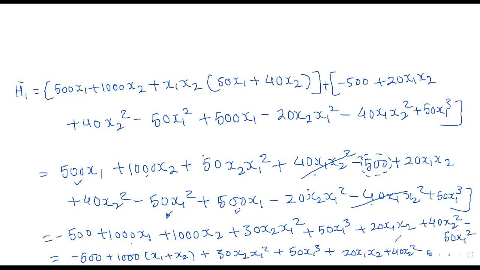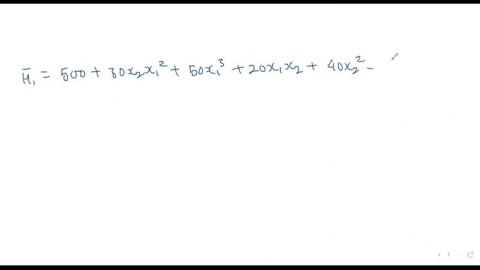So now 40 x2 square minus 50 x1 square plus this one. Okay, now x1 plus x2 is equal to 1. So if I put 1, minus 500 plus 1000, so it's 500. So finally h1 bar is equal to 500 plus 30 x2 x1 square plus 50 x1 cube plus 20 x1 x2 plus 40 x2 square minus 50 x1.